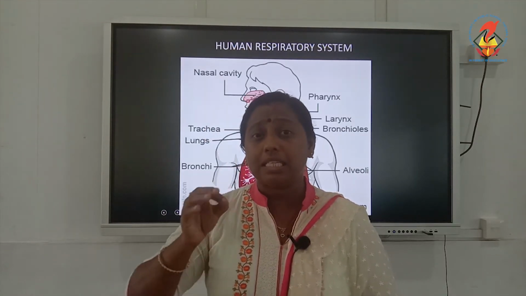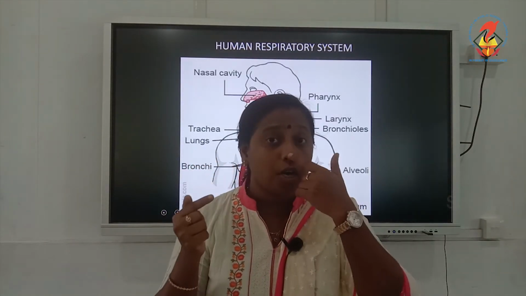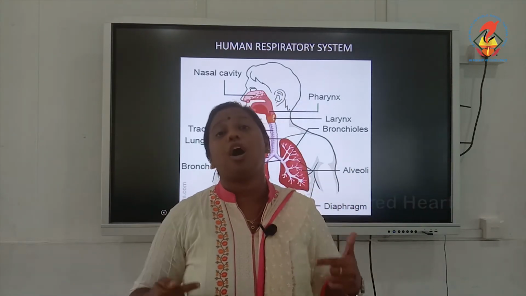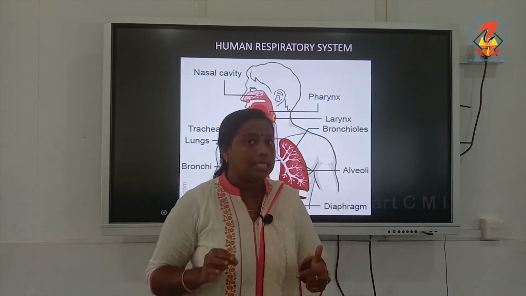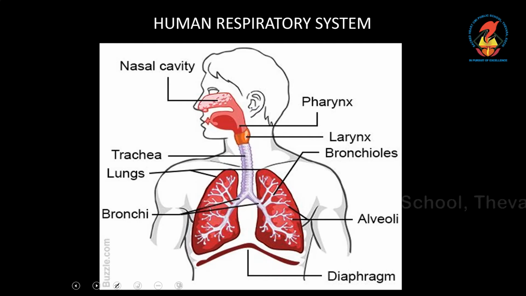Now, the respiratory system starts from your nose. It's a part of your head only. So it starts from your nose and it goes to your lungs. Now we will see about the human respiratory system in detail. Look into this diagram, all of you. Your respiratory system starts with your nose. You have nostrils, openings in your nose.